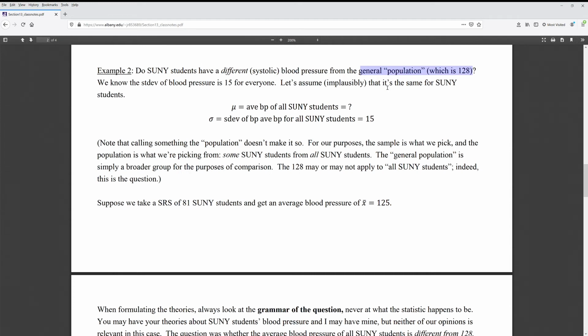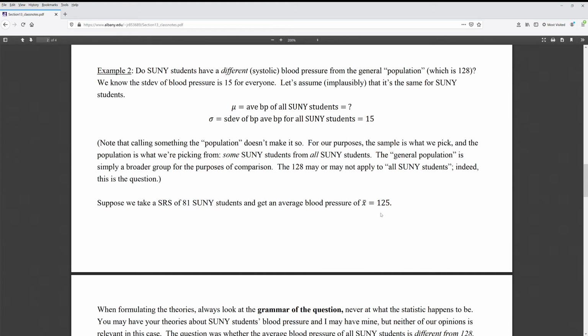Our population, well, if you know what you're picking, you know what you're picking from. We look at 81 SUNY students. So that's our sample. What are we picking from? All possible SUNY students, an ideal if you like. So mu is the average blood pressure of all SUNY students. And our X bar is the average of the blood pressure of the 81 SUNY students that we happened to look at.